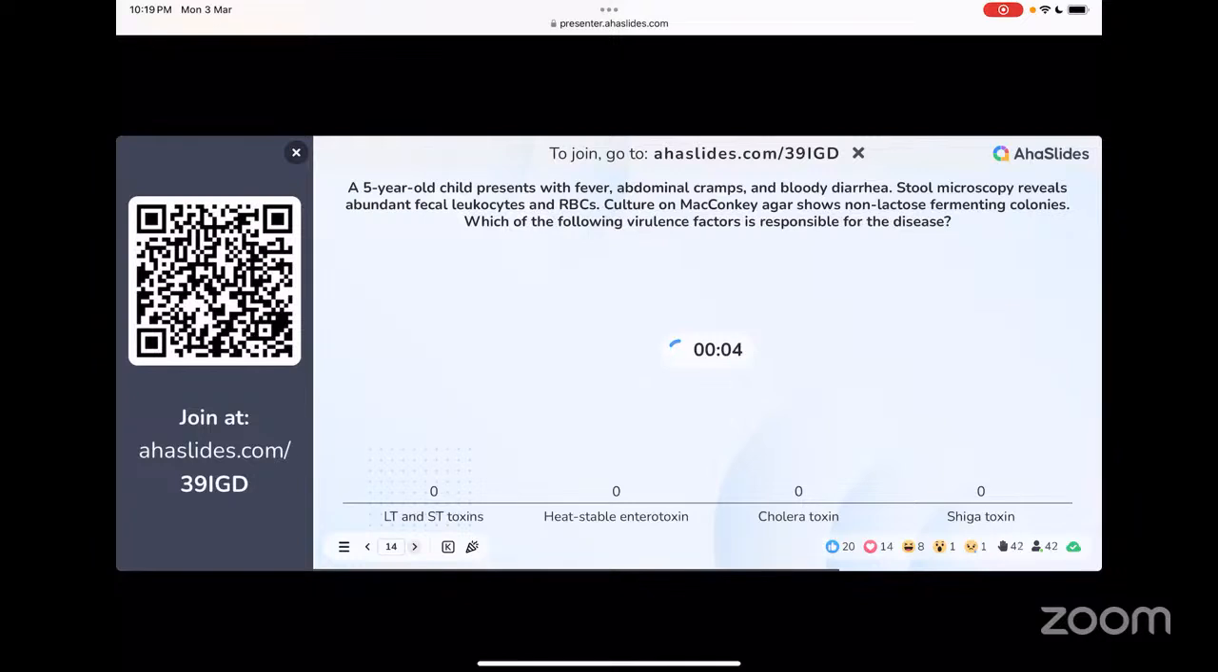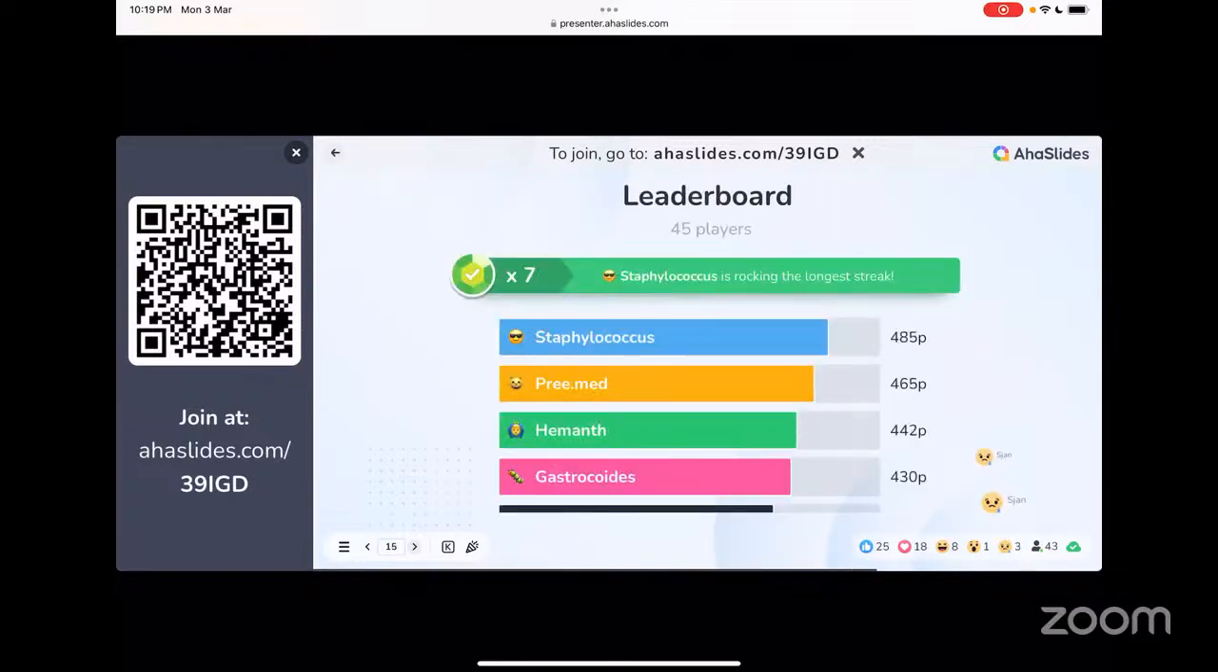Which is it? All right. Remember, it inhibits the 60S ribosome. Yeah, that is Shiga toxin. Let me tell you a fun fact. It is one of the leading causes of dysentery. All right, so moving on to your leaderboard.